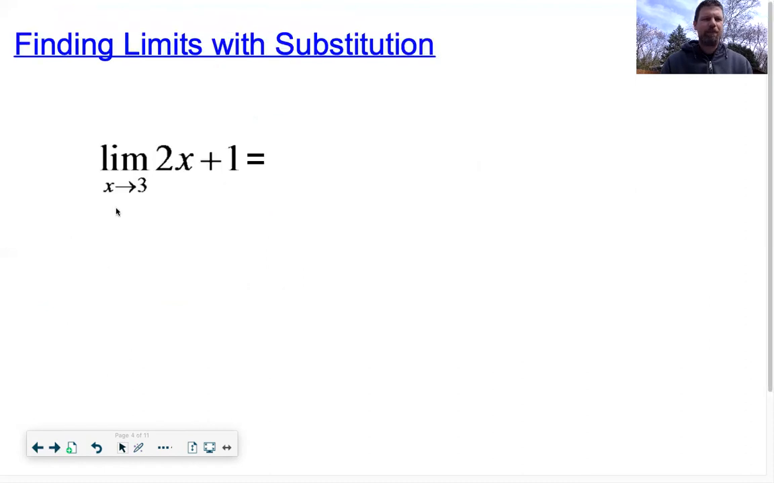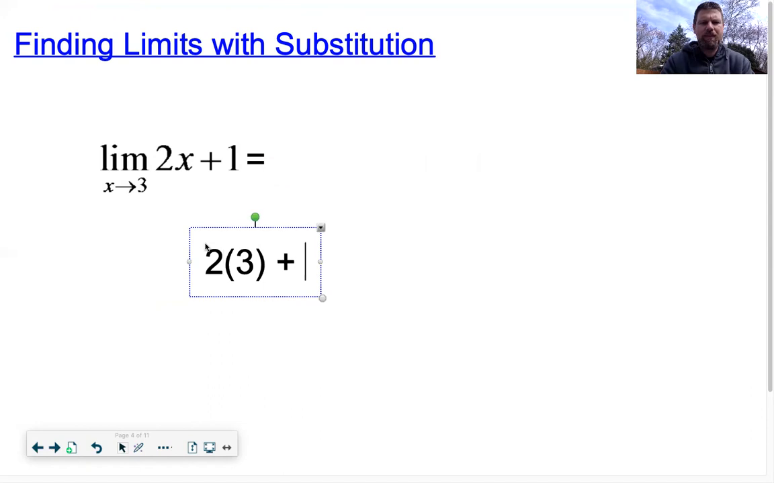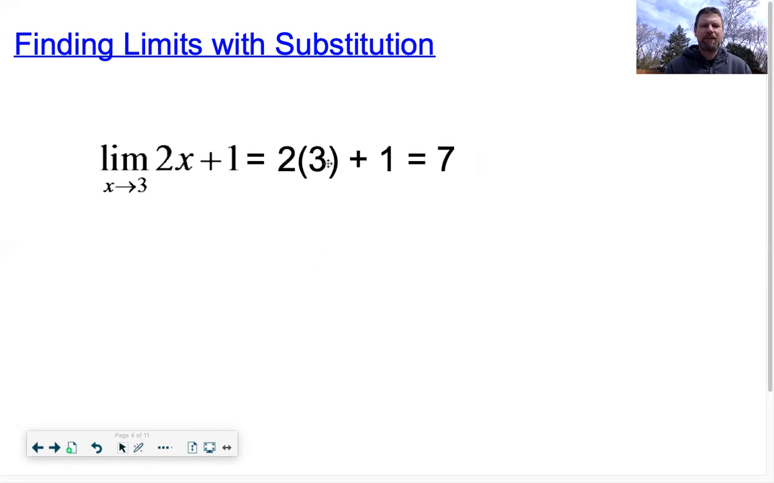Moving on, next topic, finding limits with substitution, probably one of the fastest and easiest ways. If you've got a continuous function, like 2x plus 1, you can just plug that in and the limit will be the same thing you get as if you had plugged that number in. Plugging a 3 in, I get 2 times 3 plus 1, which is a final value of 7. Substitution works really slick.